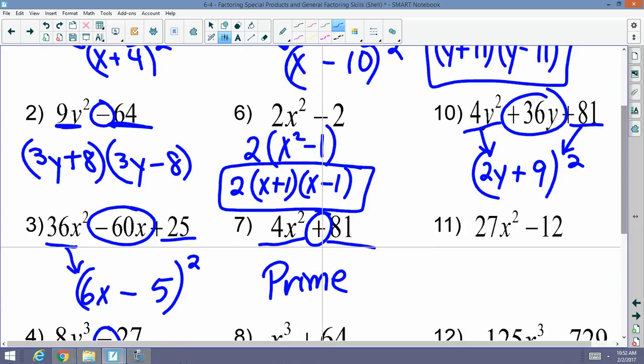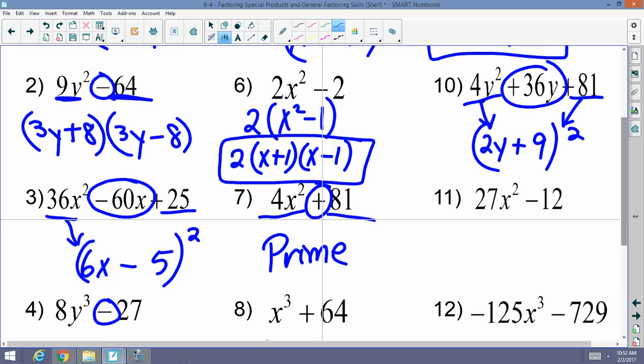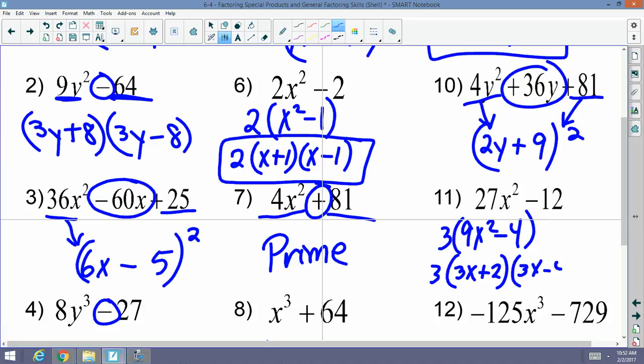Is 27x squared a perfect square? Is 12 a perfect square? No. But I can take out a GCF. What's the GCF here? If I take out a 3, I'm left with 9x squared minus 4. Now, is this a difference of squares? Yes. So this is 3 times the square root of the first term plus the square root of the second term times the square root of the first term minus the square root of the second term. Pay attention. And bada bing, bada boom, I'm done.